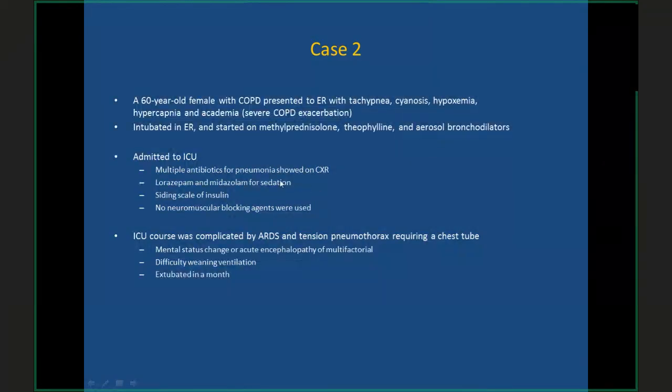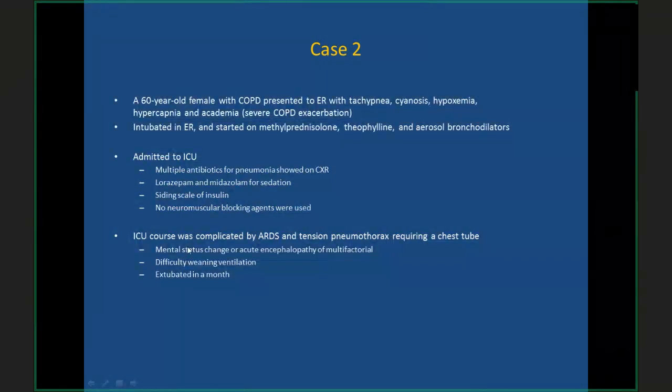Of course, in the ICU, the patient was intubated on ventilation. The patient got lorazepam and Versed all the time for sedation, and also had an insulin sliding scale because of hyperglycemia after steroid treatment. This patient didn't get any neuromuscular blocking agent. The ICU course was complicated by acute respiratory distress syndrome, and the patient also developed tension pneumothorax and required a chest tube.